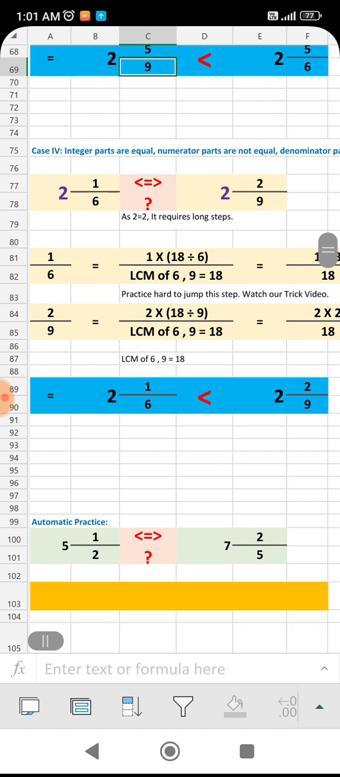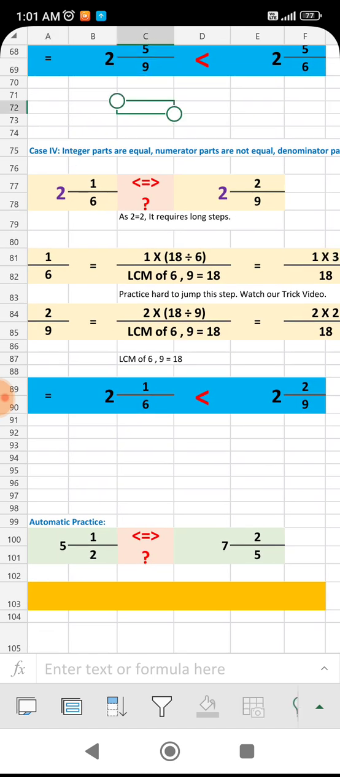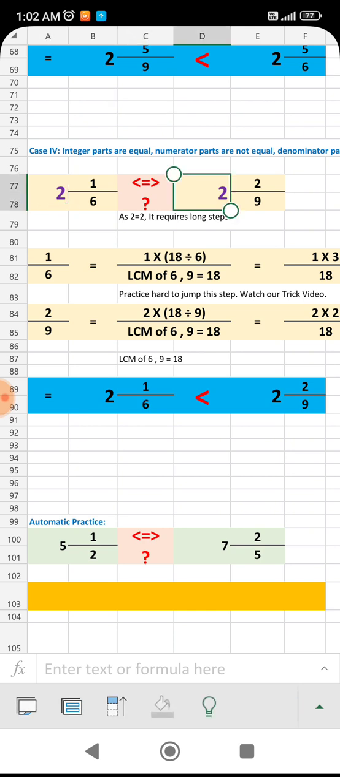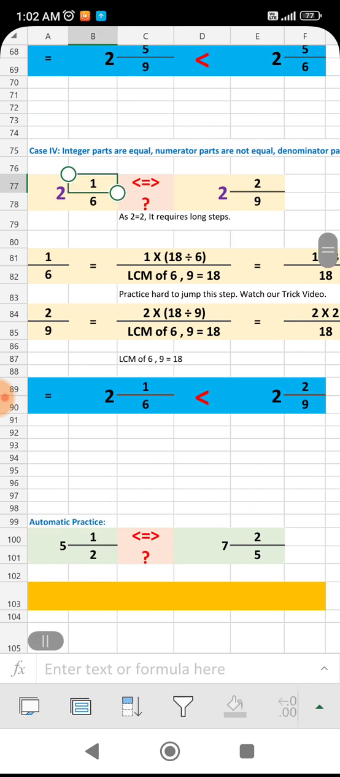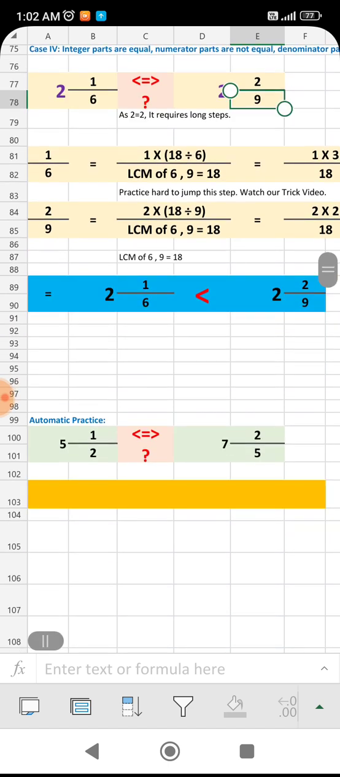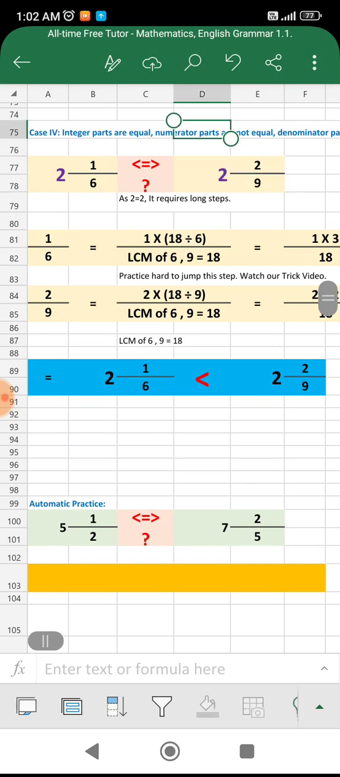Got it? Now I am coming to case 4. Typical step. What is said? Integer part equal, numerator not equal, denominator not equal. In that case, you must go for the long process as your teacher said. No alternative. In this step, we must calculate the long process. Only in this case, if numerator not equal, denominator not equal.